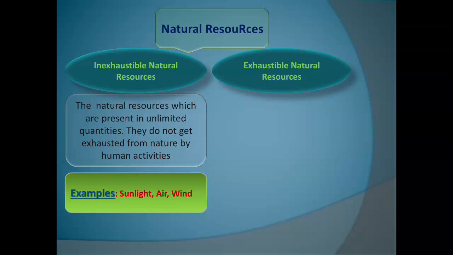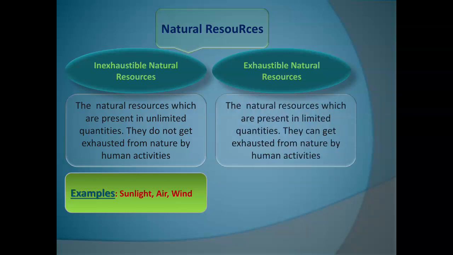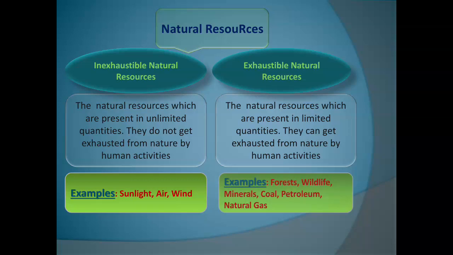Okay. Now let's look at exhaustible natural resources. What are they? The natural resources which are present in limited quantities or that can get exhausted or finished off from nature by human activities. Our use or our overconsumption can make them finished off. Such kind of resources are known as exhaustible natural resources. Okay. So let's see some examples. Forests. As you cut down the trees, what happens? The forest gets destructed, right? Then wildlife, minerals, coal, petroleum, natural gas, all these are exhaustible natural resources. Hope you have understood the two types of natural resources.